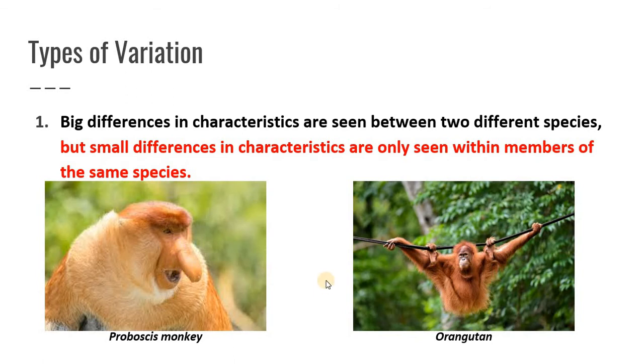And of course, look at the proboscis monkey. They have something else like a mane here, right? Whereas the orangutan, we don't really see that. And orangutans have really long limbs, if you notice. But these are all considered as big differences. So we often see big differences between 2 different species. But at the same time, sometimes we see small differences in characteristics which can only be seen within members of the same species. Right? What does that mean?